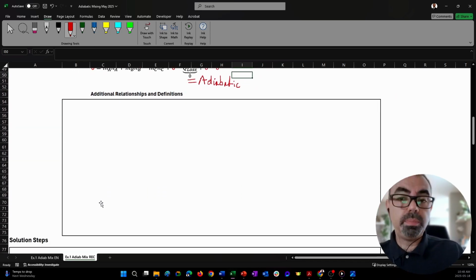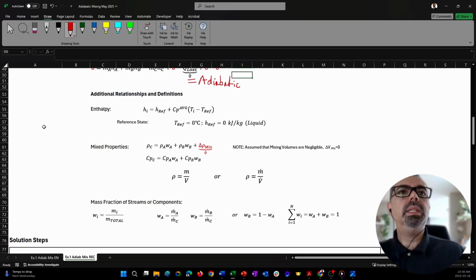Now we have the additional important relationships that we need to solve the problem, which can be grouped in different categories. First is the definition of enthalpy, which is reference value plus the Cp times the temperature difference. Cp is the heat capacity of the system. And every time we use a definition of enthalpy, we must define a thermodynamic reference. In this case, for simplicity, I'm going to choose 0 Celsius, and at that reference, I'm going to assign the value of 0 kilojoules per kilogram. And this is associated to a liquid stream.